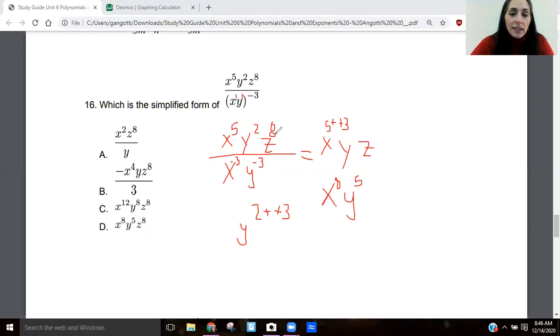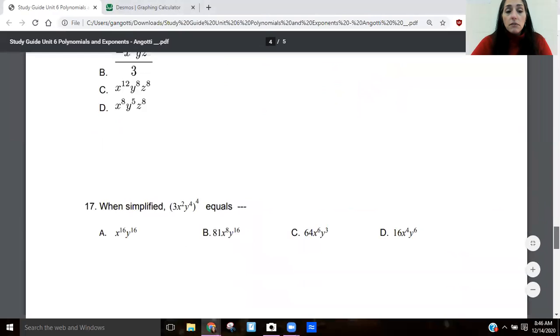And then I don't have anything with the z down here in the denominator, so the z is just going to keep its exponent. So this would be x to the 8th, y to the 5th, z to the 8th. So there you go. If you would have done keep, flip, change, you would have got the same exact answer. But might as well keep things easy, right? If you can subtract, subtract. All right, so D for number 16. I'm going to clear all this and move on.